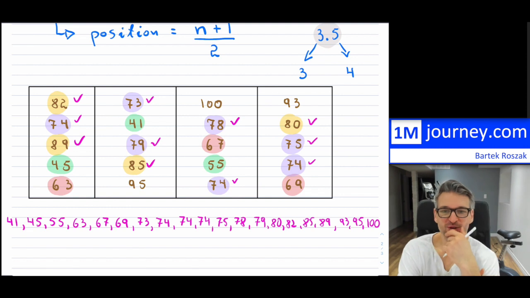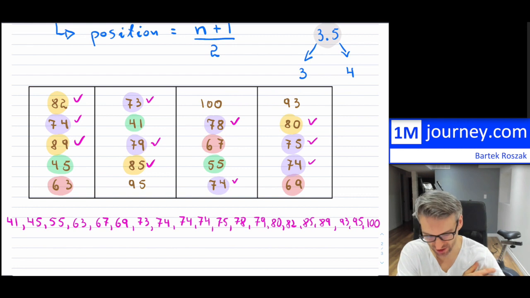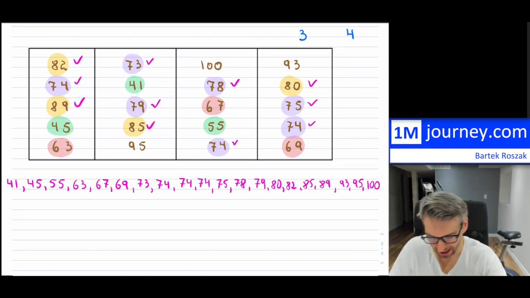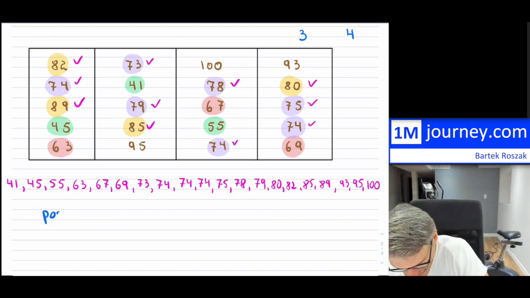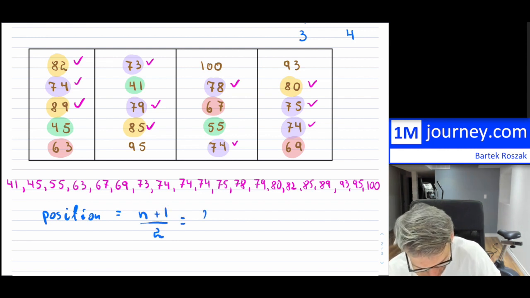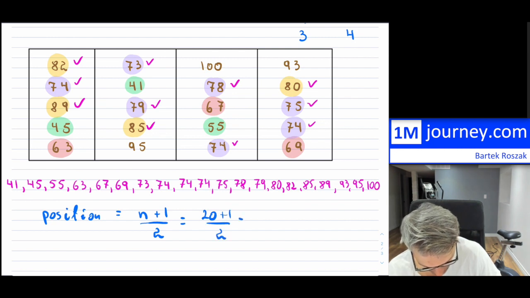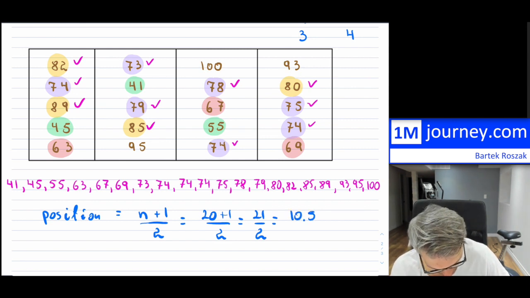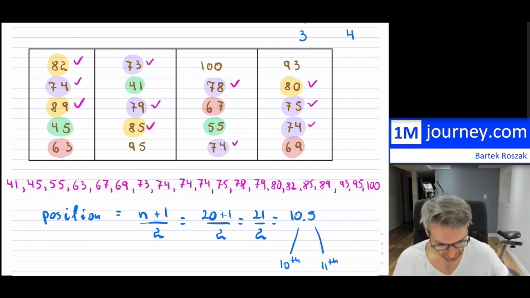All right, welcome back. That took a little bit of time. I've arranged them from lowest to largest. Now, the position that we are trying to find is equal to n plus 1 divided by 2. So that's going to be 20 plus 1 divided by 2, which is 21 divided by 2, and that is 10.5. So our position is going to be the 10th and the 11th data point.